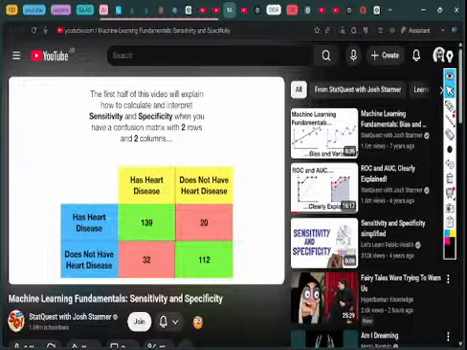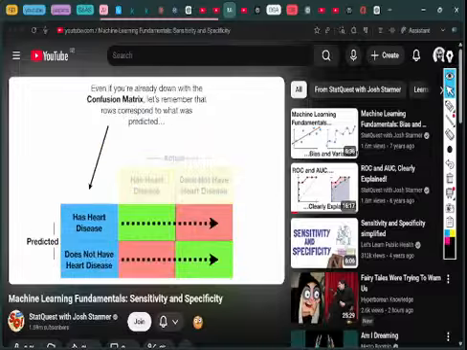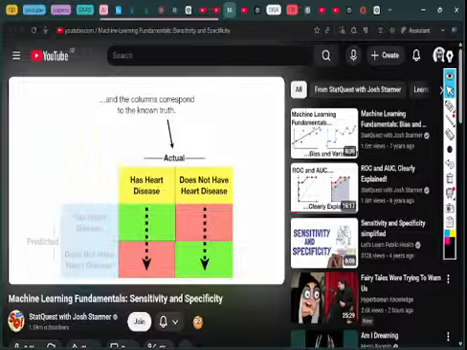The first half of this video will explain how to calculate and interpret sensitivity and specificity when you have a confusion matrix with 2 rows and 2 columns. And the second half will show you how to calculate and interpret sensitivity and specificity when you have 3 or more rows and columns. Even if you're already down with the confusion matrix, let's remember that rows correspond to what was predicted, and columns correspond to the known truth.